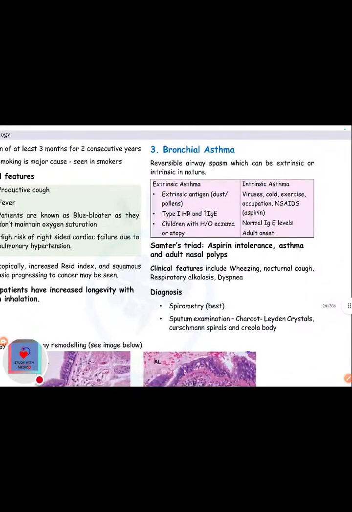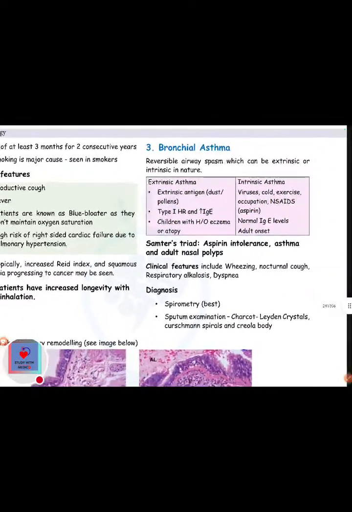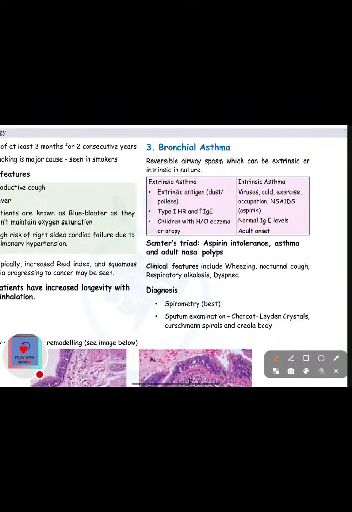Talking about bronchial asthma: there is a reversible airway spasm which can be extrinsic or intrinsic in nature. In extrinsic asthma, there is an extrinsic antigen, dust or pollen. There is a type 1 hypersensitivity and increased IgE, seen in children with a history of eczema or atopy. Intrinsic asthma is triggered by viruses, cold, exercise, occupation, NSAIDs, aspirin. IgE levels are normal, with adult onset.